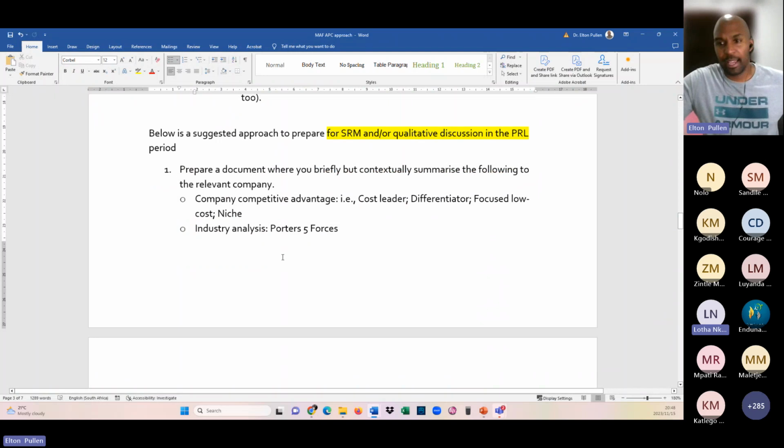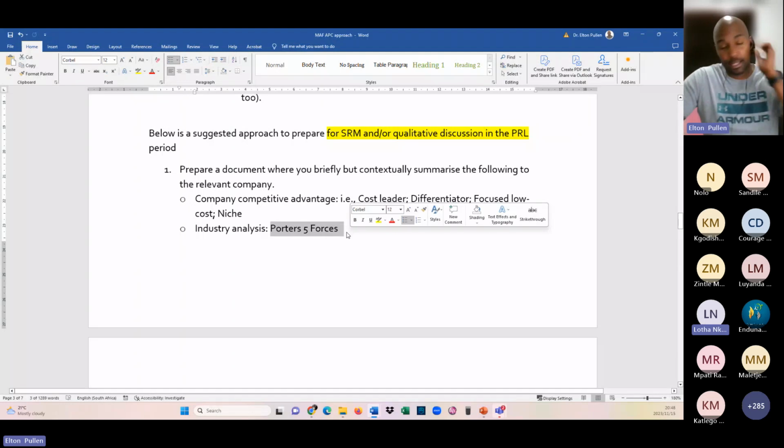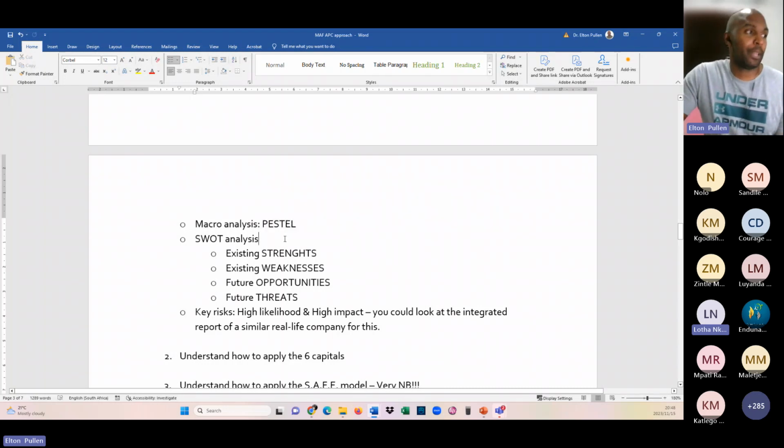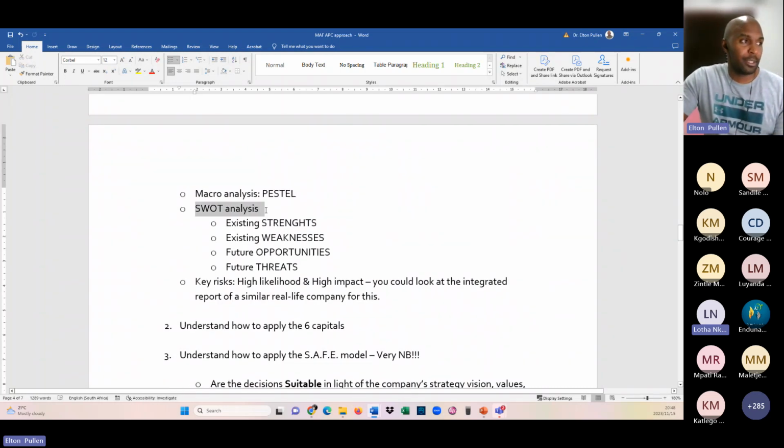Then, as Rendani touched on already, I would also contextually summarize Porter's 5 forces as applicable to this company, and the PESTEL as applicable to this company. Then also a SWOT analysis. Always keep in mind that when it comes to SWOT, the S and the W are existing. You have a strength and you have a weakness. That's existing. Opportunity and threat are the future.